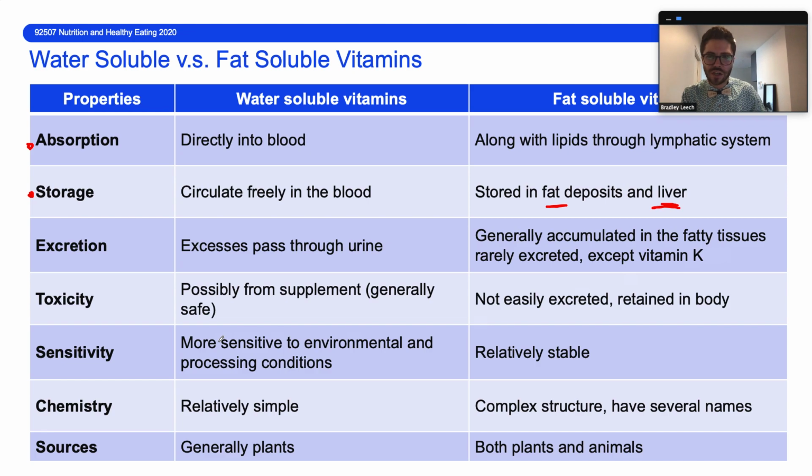Looking at the excretion of water-soluble vitamins, if you consume an excess amount of these water-soluble vitamins, you pass them out in your urine. Whereas with fat-soluble vitamins, excretion is a lot more difficult, and they'll be stored in your body. Looking at the toxic effect of water-soluble vitamins, it's very rare to have a toxic effect from water-soluble vitamins within your diet, within food.